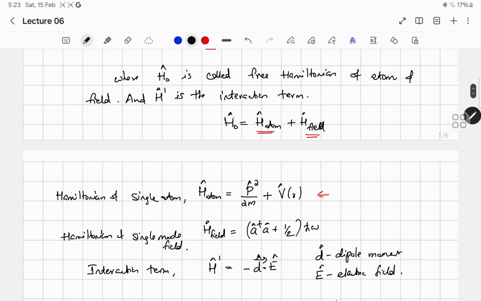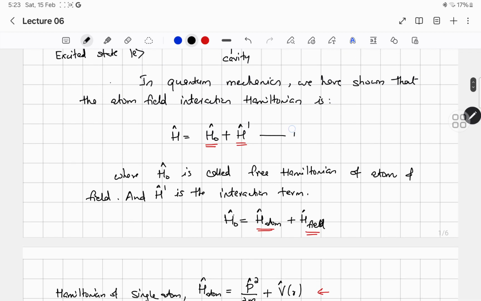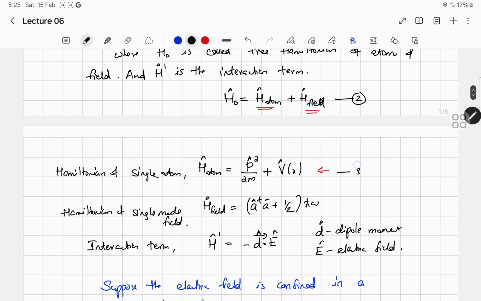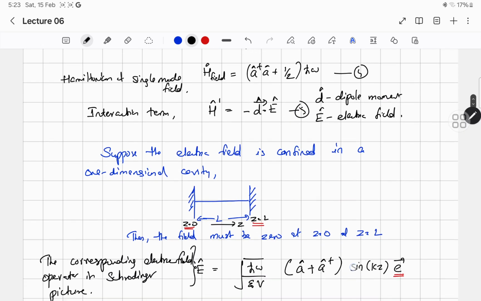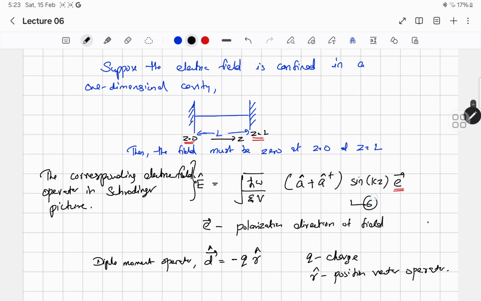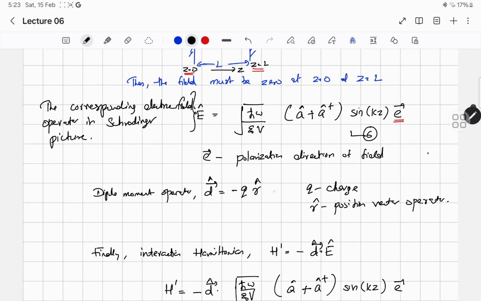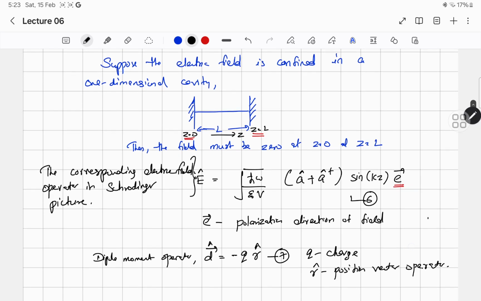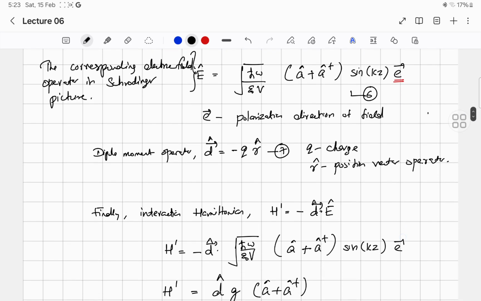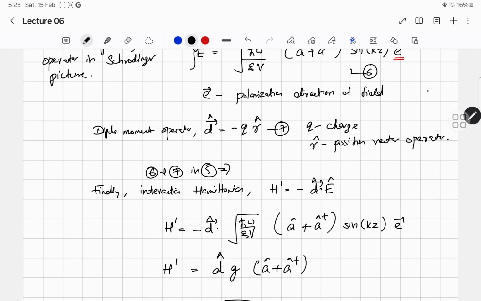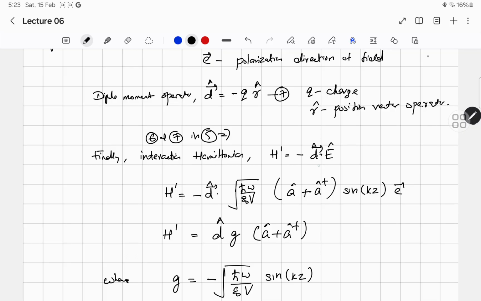So we are starting from here. This can be equation number 1, this may be 2, then 3, 4, 5, and the electric field definition is 6, dipole moment is 7. So using 6 and 7 I can write my equation number 5, which gives H prime is equal to minus d dot E, and I can simplify this expression.